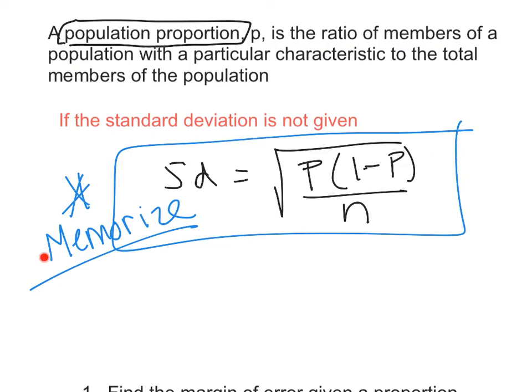You have to have this formula memorized. Again, one of the benefits to Common Core, they don't give you any useful formulas. So we do have to memorize this. So the standard deviation is the square root of P times 1 minus P over N. So again, P right here is our population proportion, and N, just make a little note for yourself, is the sample size.